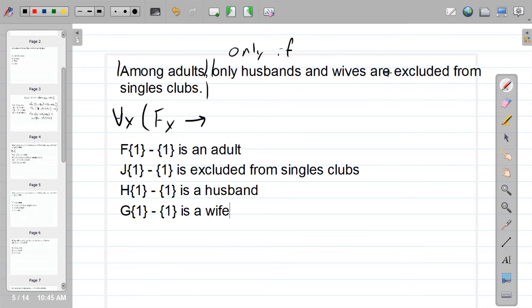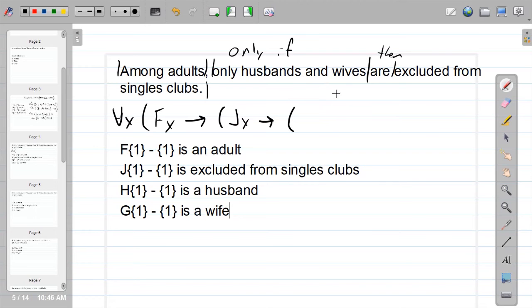Okay, so only if husbands and wives, then they are excluded from a singles club. Only if, and then. So what comes after only if? The consequence. So that means if you're excluded from a singles club, JX, then husbands and wives. But again, there are very few objects that are both a husband and a wife. I mean, the world is changing, but so far that's a rare circumstance.